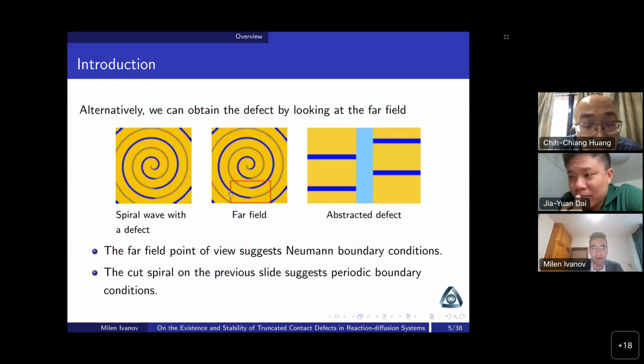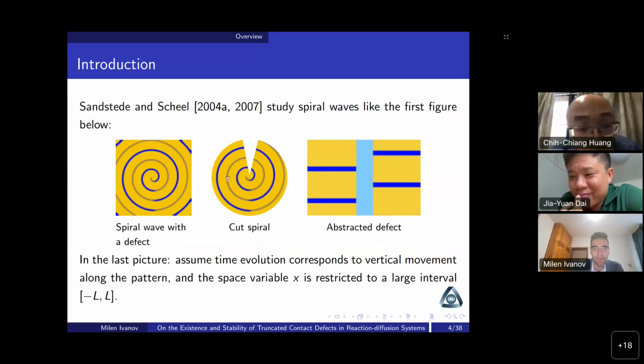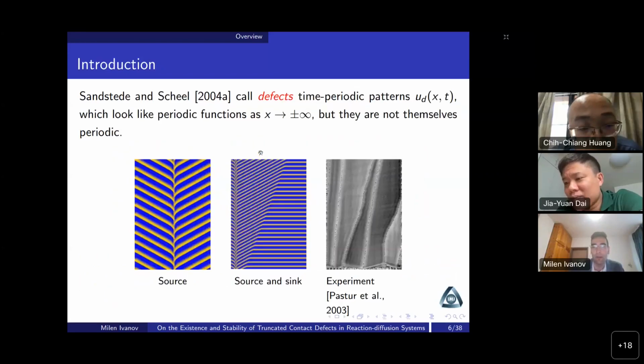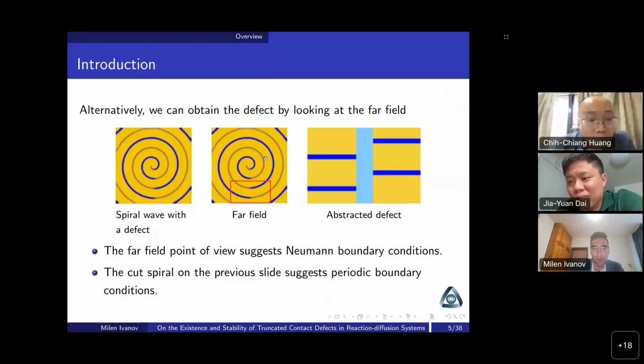The far field interpretation over here maybe suggests that I want to put Neumann boundary conditions. And if I just arrive from here, if I started from this spiral with the cut, maybe it makes more sense. And I say, well, I folded this. Maybe it makes more sense to talk about periodic boundary conditions here. We're really not sure which, so we're going to consider both later on.